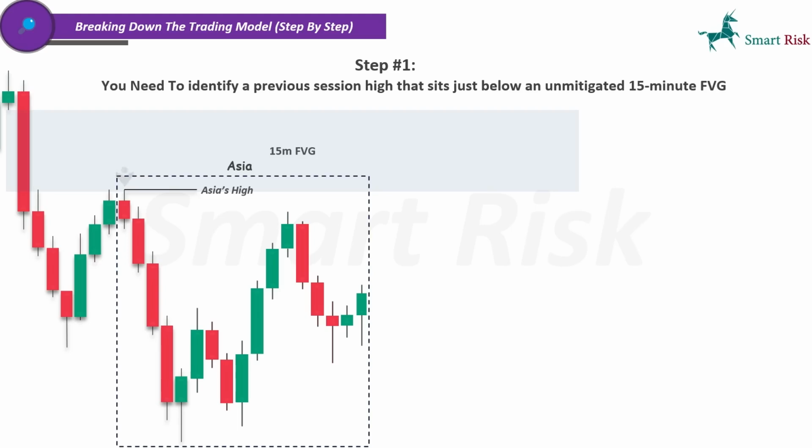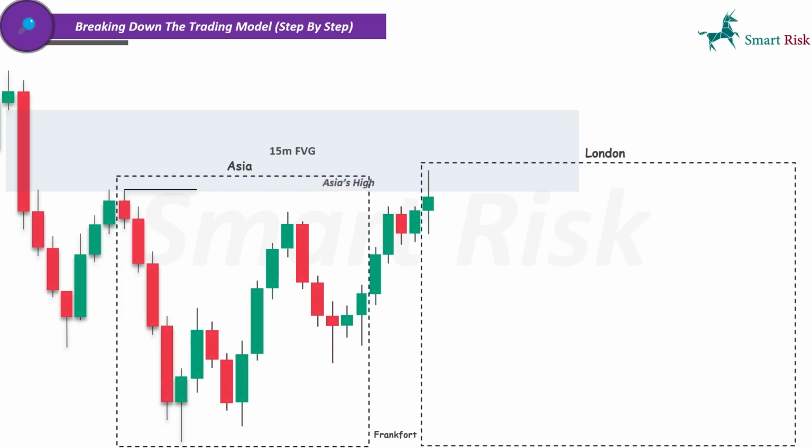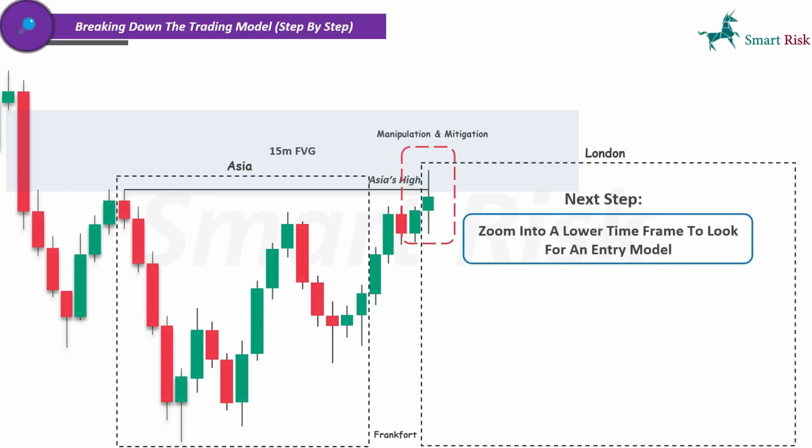Then, wait for London to open and monitor price action closely. Once price sweeps the liquidity above the Asian high, taps into the 15-minute fair value gap, and then quickly reverses back inside the range, that gives you your first layer of confirmation. From there, we zoom into a lower time frame, such as the 5-minute or 1-minute chart, to track the higher time frame delivery and look for reversal confirmations. This is where your entry model must appear before opening a trade.